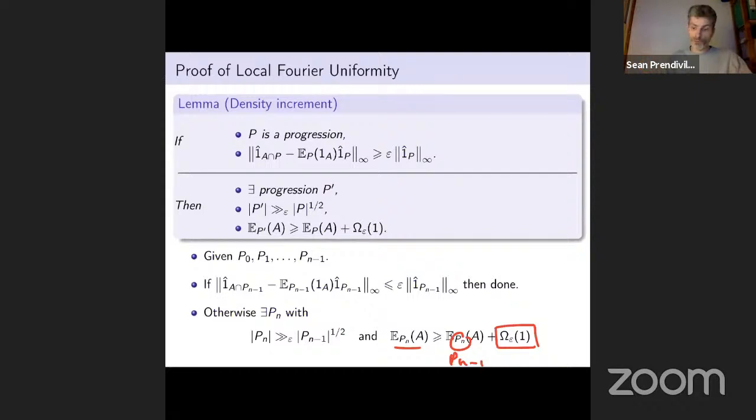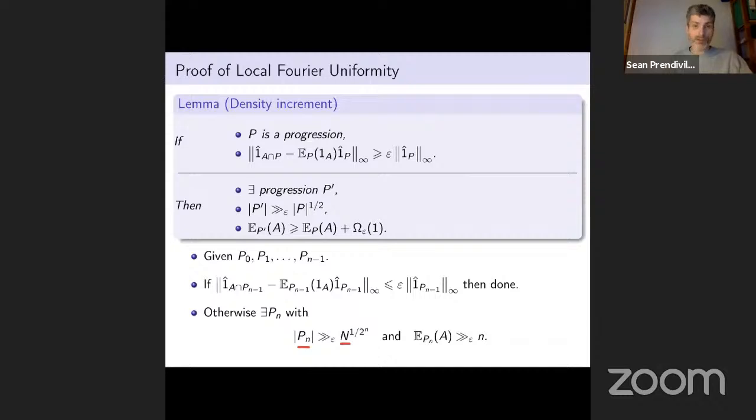So if we apply these bounds recursively, we deduce that the length of our progression is some power of the interval we started with, which had length n. And the power is some function of the number of iterations. And there's this implicit constant here depending on epsilon. And the most important thing is this. The density of our set A on this progression P_n is growing linearly with the number of iterations.